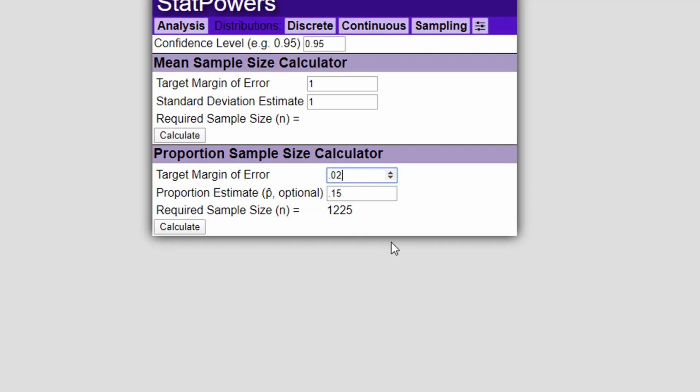German shepherds. If I don't have any sort of estimate of the proportion beforehand, just leave it blank. That's the largest sample size we would ever need in order to achieve a margin of error of 0.02. The margin of error might be way smaller, but this is the worst case scenario. If you're not sure what the proportion is, just leave it blank. It calculates the sample size you need for you. And that is that. It's assuming the normal approximation, so it uses a Wald interval, if you want to be technical about it. Anyway, that's an overview of proportion inference in StatPowers.